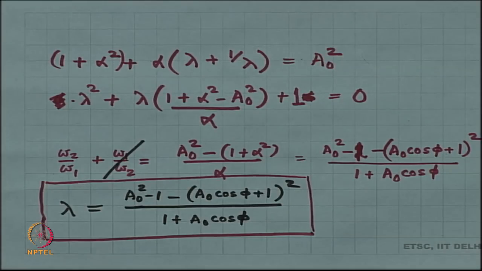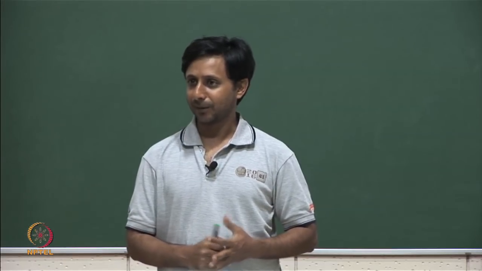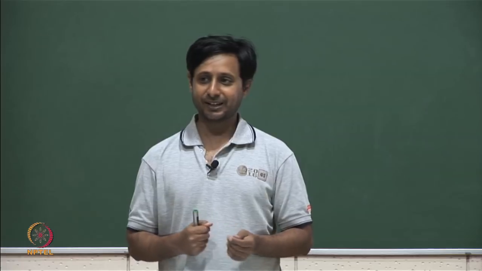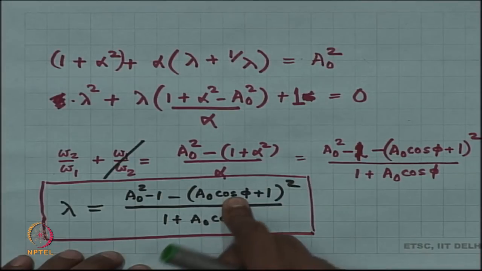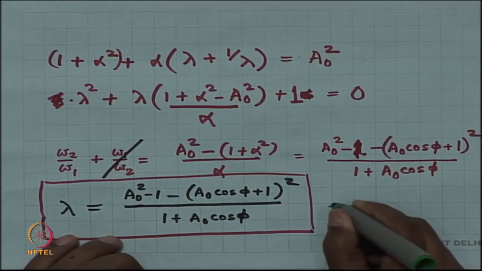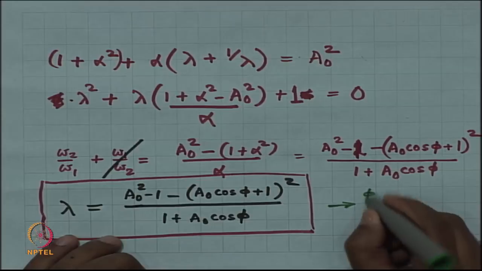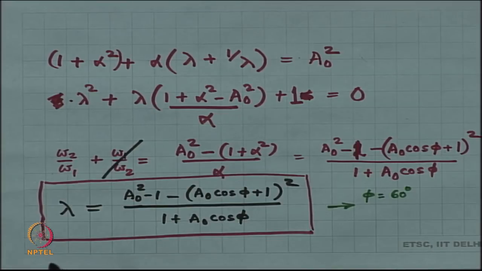Okay. Let us check a few numbers. Let us say cos phi is half, phi is 60 degrees. 60 degrees happens to be a very popular acceptable value of phase margin among many industry managers. They are going to say that give us a phase margin of 60 degrees. So, immediately you plug in cos phi of half. What do you get? Let us even say A naught is 1000.